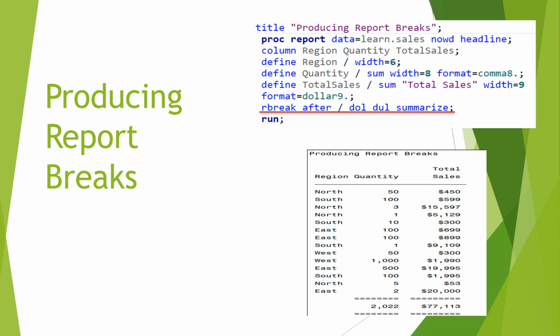Following the keyword RBREAK is a location, either BEFORE or AFTER. BEFORE places the summary statistics at the beginning of the report, AFTER places them at the end. The options DOL and DUL request double overlines or double underlines respectively. The SUMMARIZE option prints the statistics between these lines.